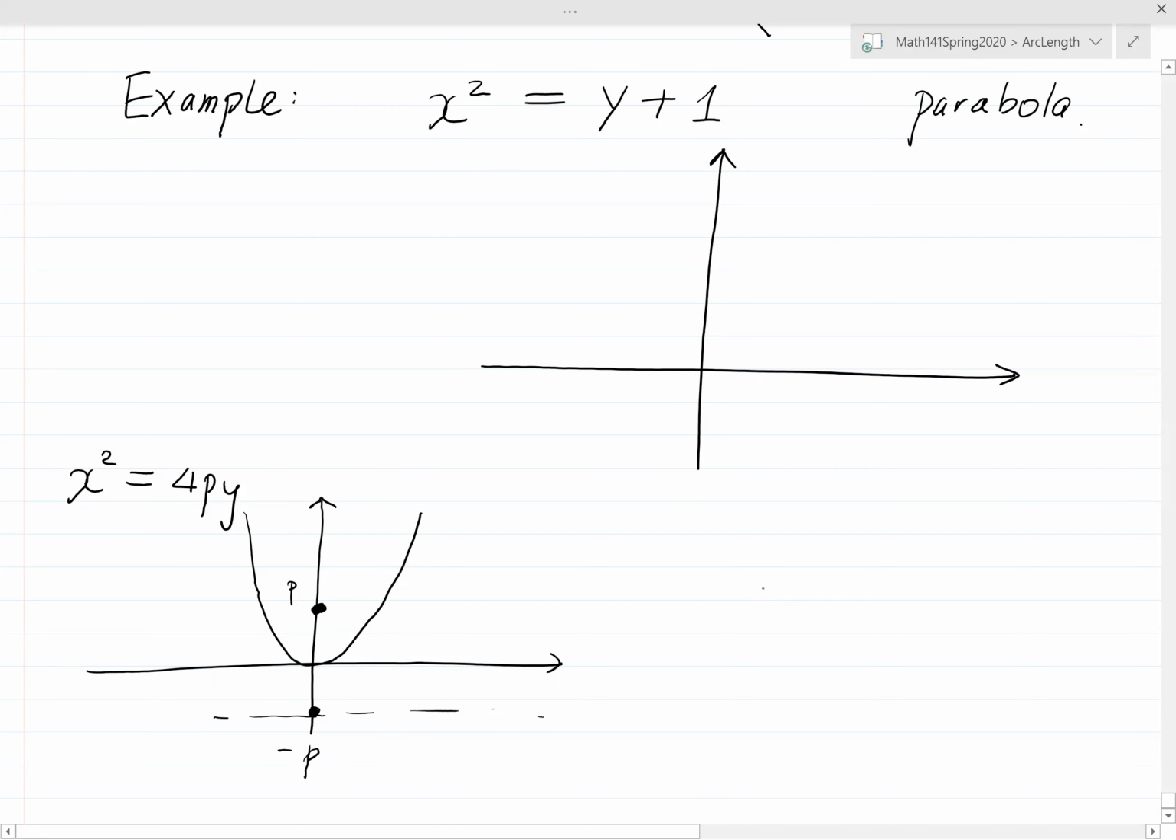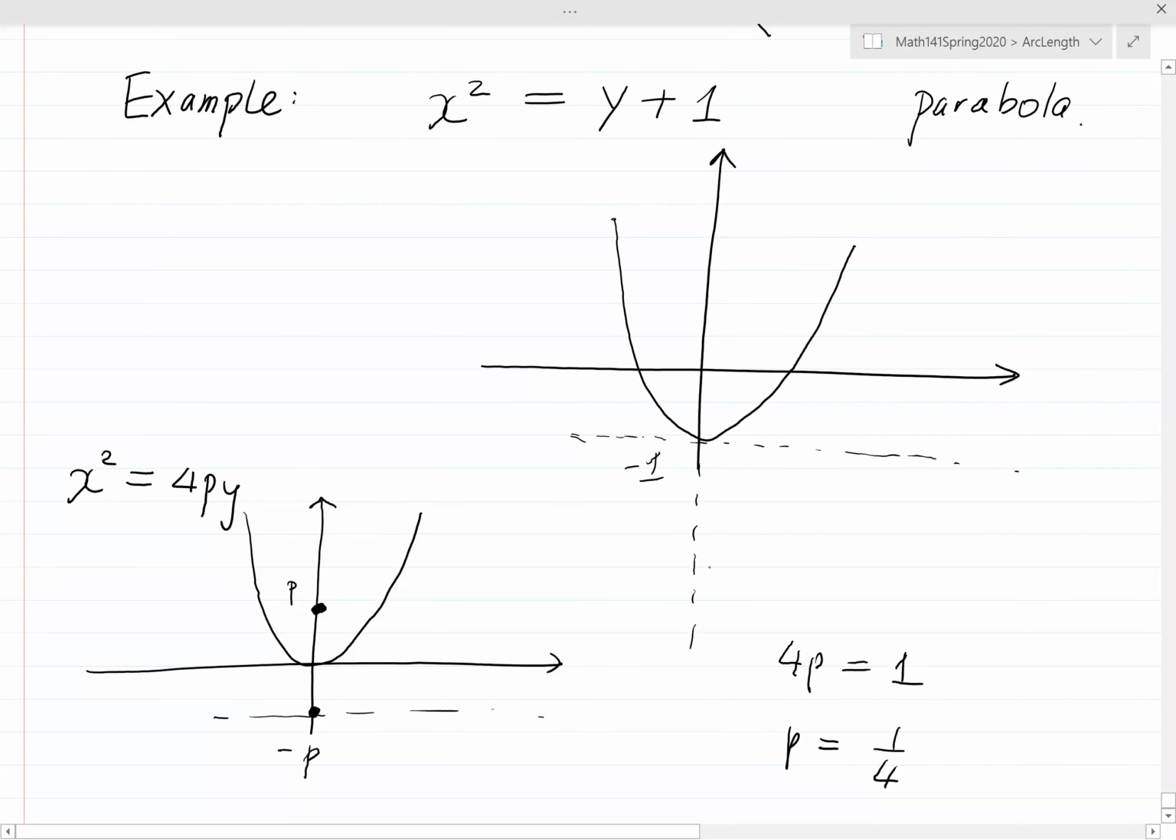So for P you compare with 4py. For P you get 4P is equal to 1, so P is a quarter. Okay, P is a quarter. So it's translated. When y is negative 1, then you get 0, so it's actually translated downward by 1 unit. This is negative 1. So P is a quarter.